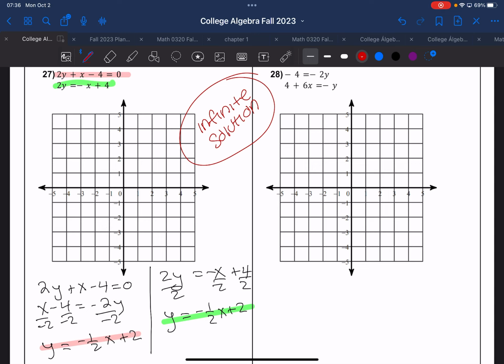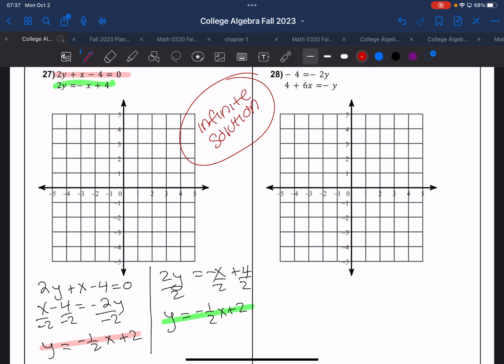Okay, that's going to be the biggest thing. When I'm asking you to do this on the exam, you're going to have to pay attention. If they are the exact same equation, the answer is infinite. If the slopes are the only thing they have in common, then it's no solution. Yes? So graphing, you don't have to graph unless I tell you to graph.